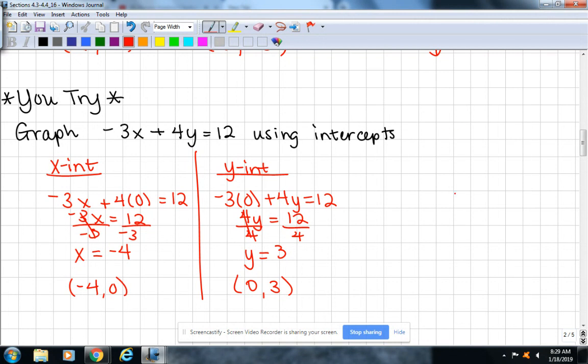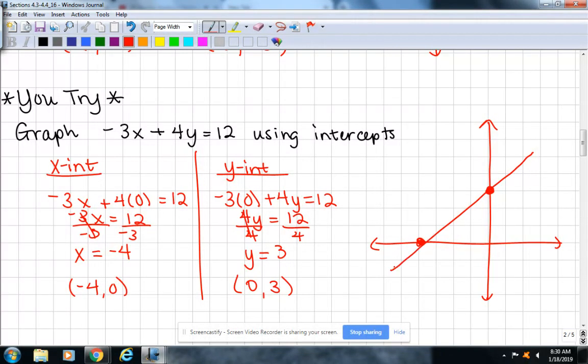And then you graph them where your points are going to be. Where's that at? Yeah, your x-intercept better be on the x-axis. 1, 2, 3, 4. And where is my other point? At what number? 3. And then you connect those with a line.